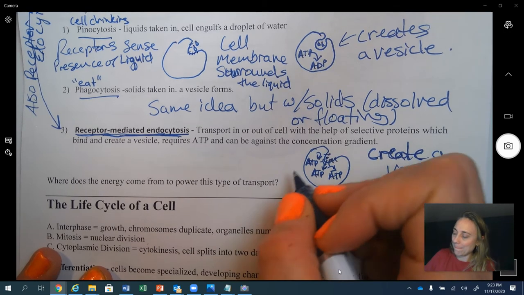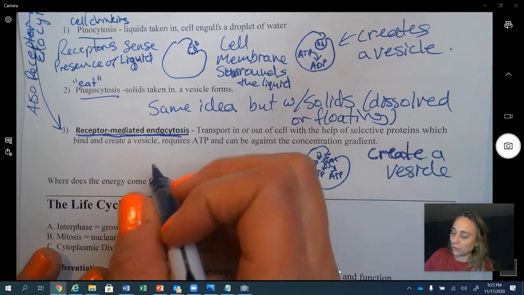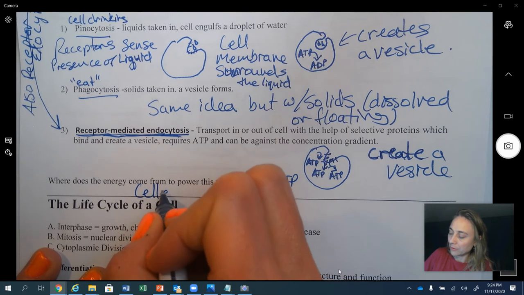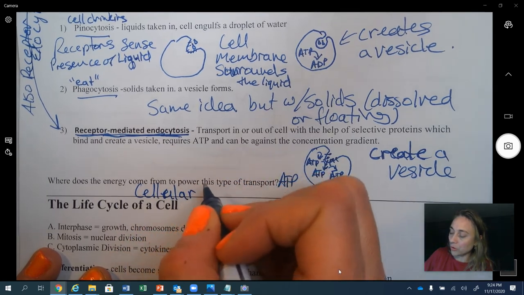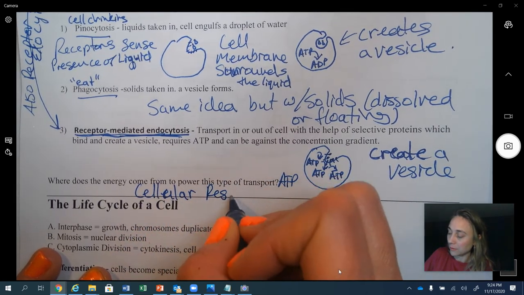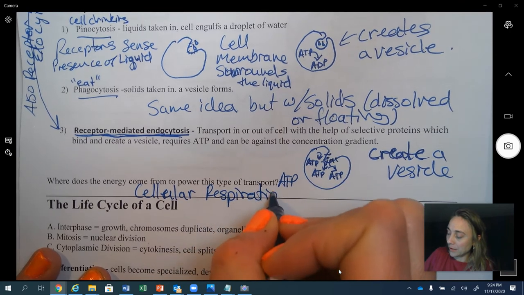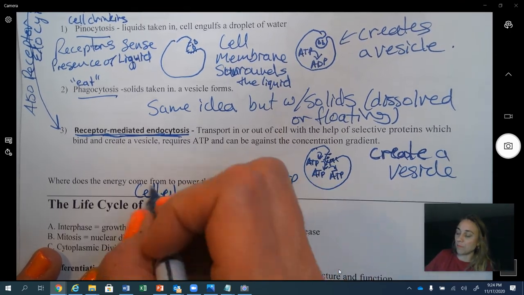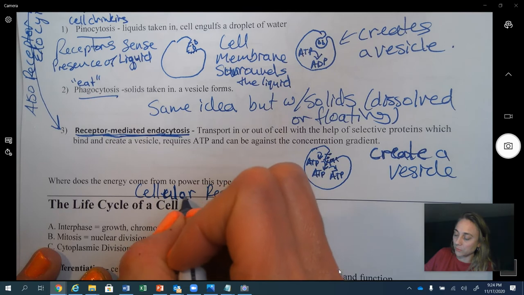All right, where does energy come from? ATP, right? Which comes from cellular respiration. Because we all know you could do glycolysis, but it's not going to give you as much ATP. So really, the most bulk amount comes from cellular respiration.